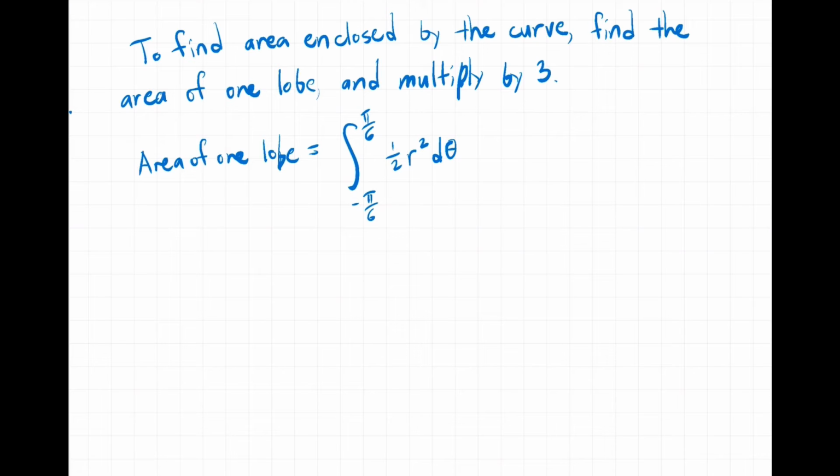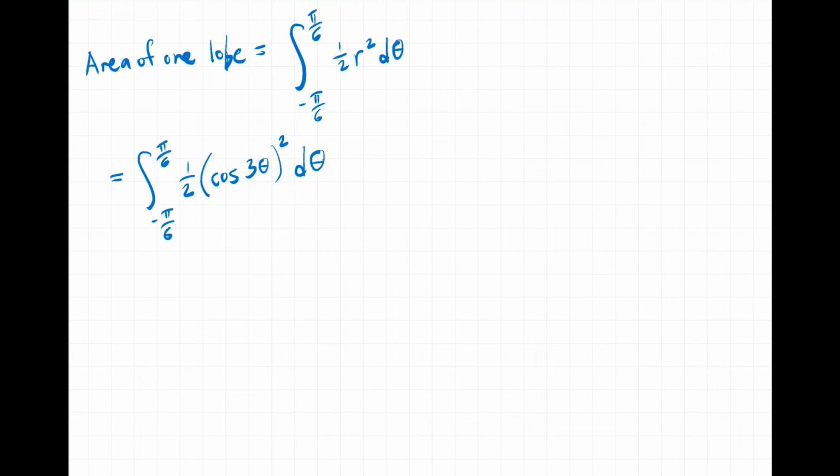We know what our r is, so we can fill the whole thing in here. This is going to be the integral from negative pi over 6 to pi over 6 of 1/2 r squared. Now our r is cosine of 3 theta. That's being squared, and then we have a d theta. So now our task is just to solve this integral. That's not too difficult. Let's make a little more space for ourselves, and let's try to solve this integral.